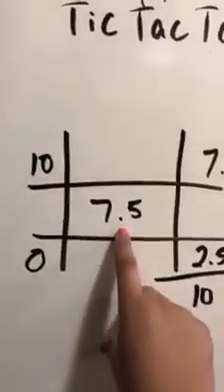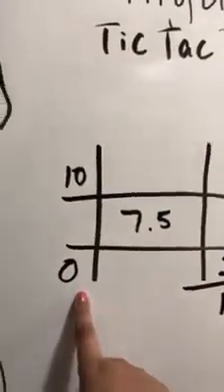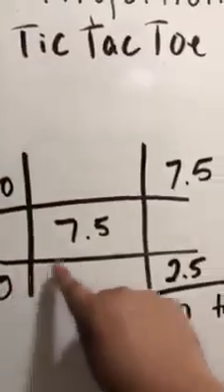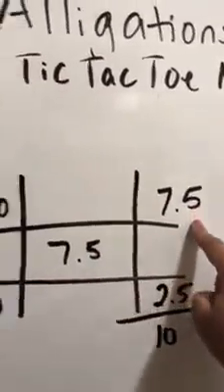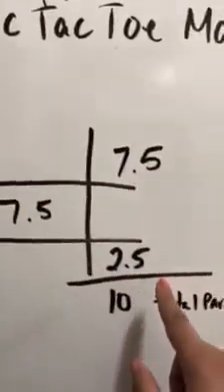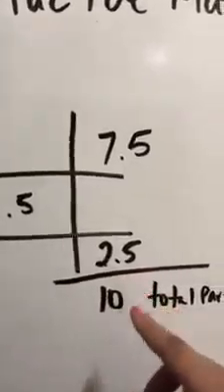Again, what's required goes in the center. The higher concentration goes up top. The lower concentration goes in the bottom. Remember, water is always 0. So you're going to subtract diagonally. You subtract 0 from 7.5, which is 7.5. 10 from 7.5 is 2.5. Then on this side, you add it together and you get 10 total parts.